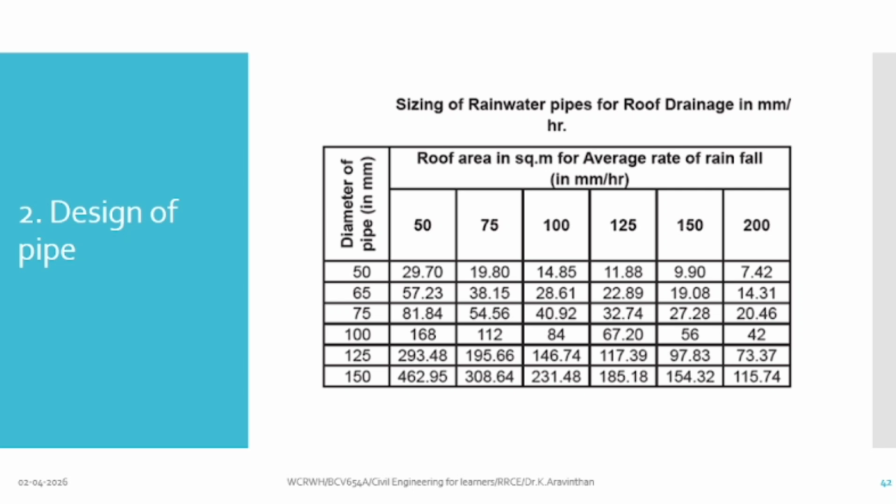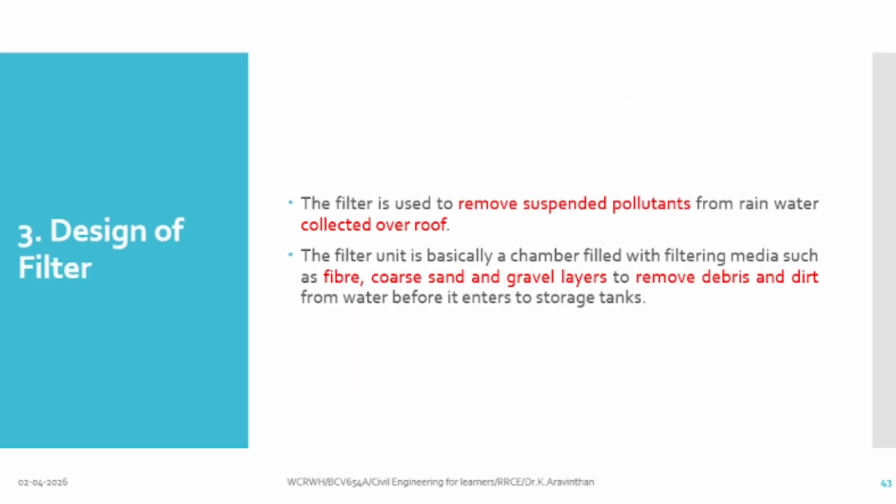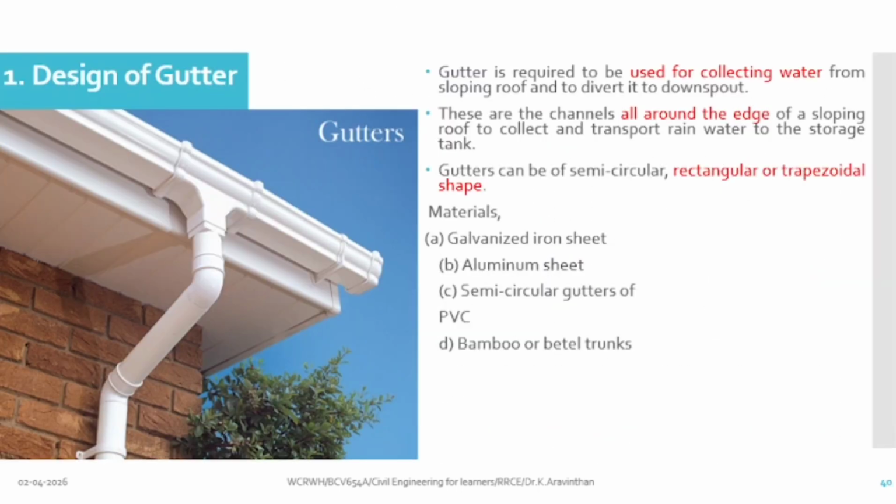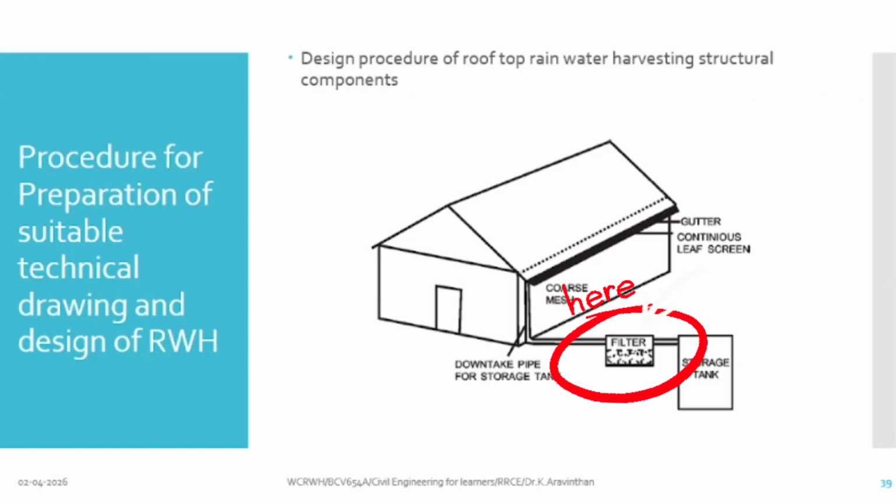Millimeter per hour, you have to take the diameter of pipe of 50. 50, what is that? 50 mm. So, the second thing is over. What is the third thing? Filter. Can you see here? The third thing is what? Filter.